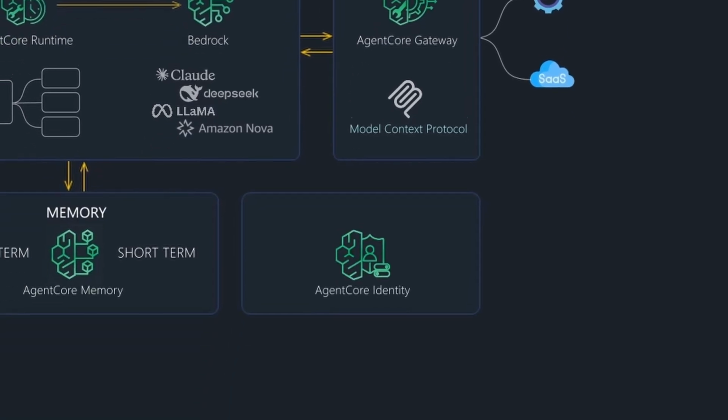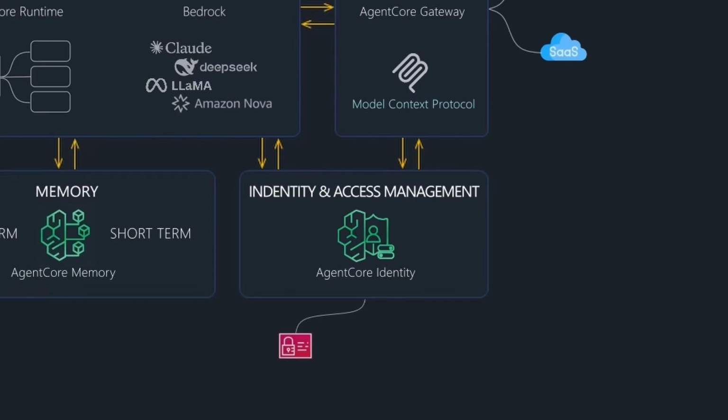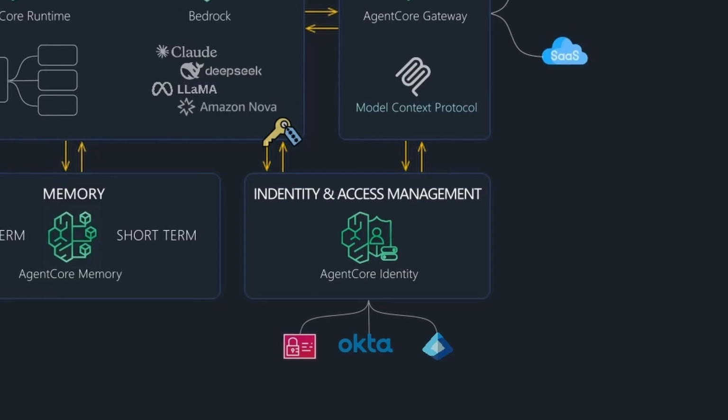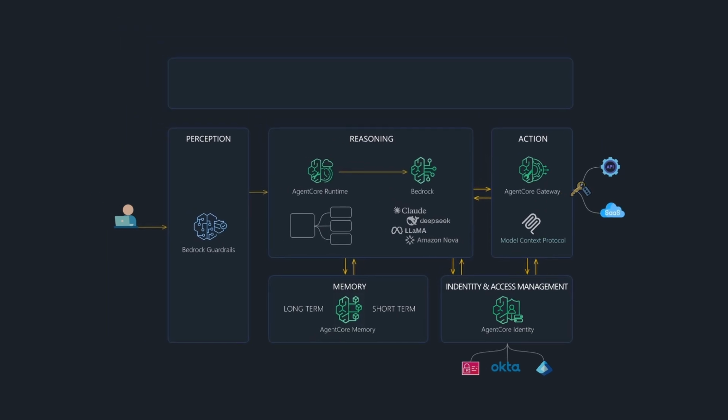AgentCore Identity handles the identity and access management for the agents. It integrates natively with AWS IAM, but also supports third-party providers like Okta and Microsoft Entra ID. It ensures that when an agent queries an MCP server, it uses a tightly scoped temporary token. This enforces dynamic delegation and strict least privilege access.